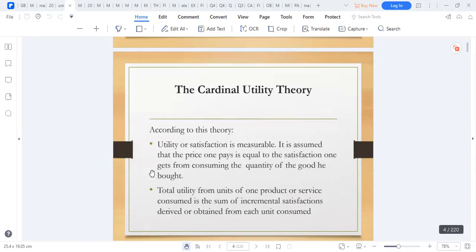The cardinal theory simply assumes that utility is measurable, that as one pays a price equal to satisfaction, as you get to eat more, the total utility becomes incremental. This brings about the law of diminishing returns. So utility, to start with, is a measure of satisfaction.